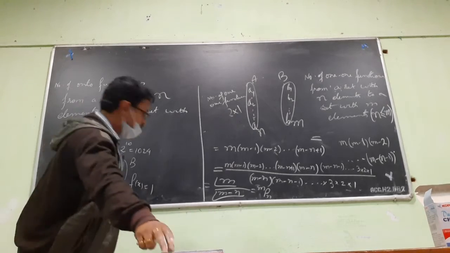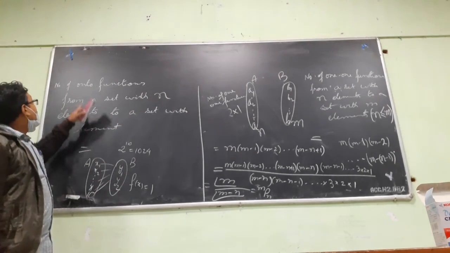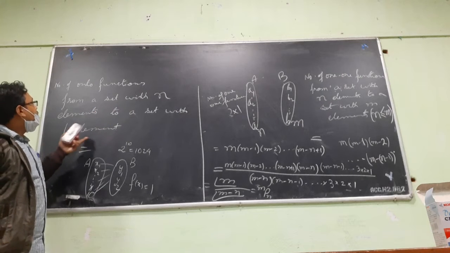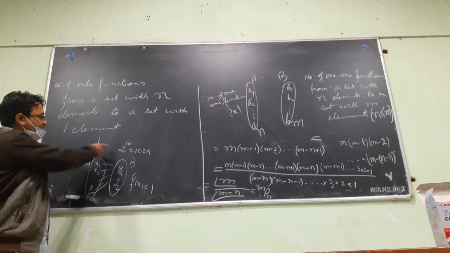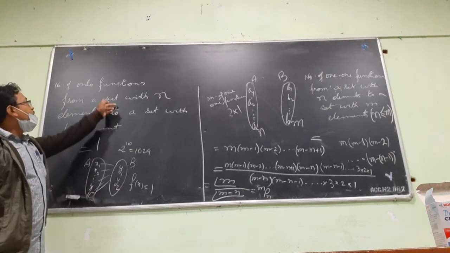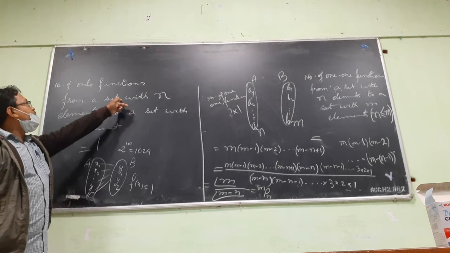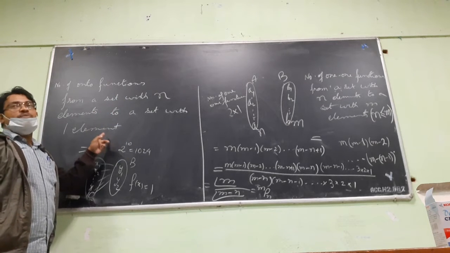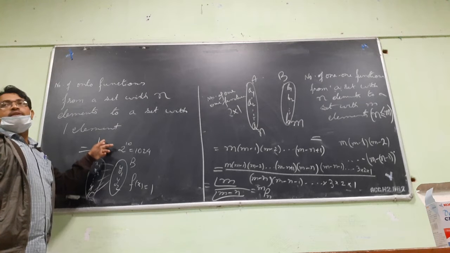So here, how many onto, since only one element is there, the number of onto functions is itself one. How many 1-1 functions are there from a set with n elements to a set with one element?